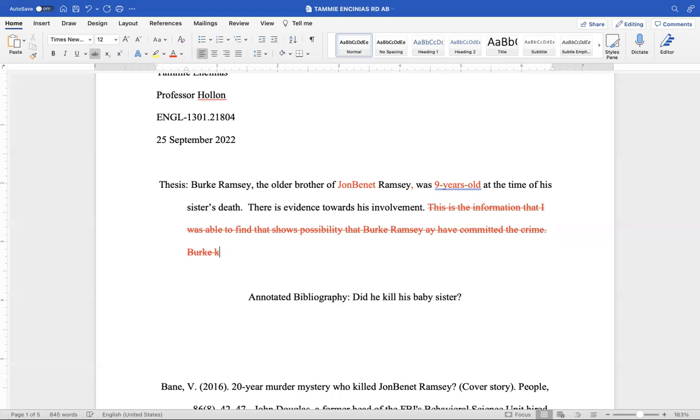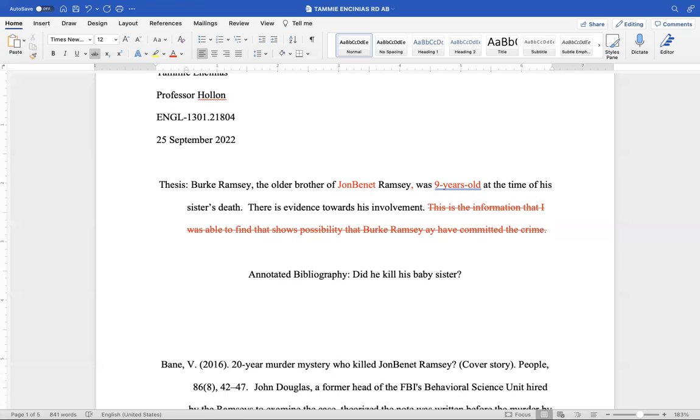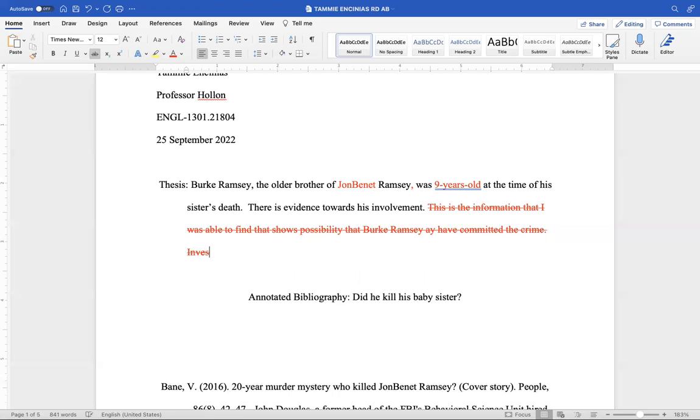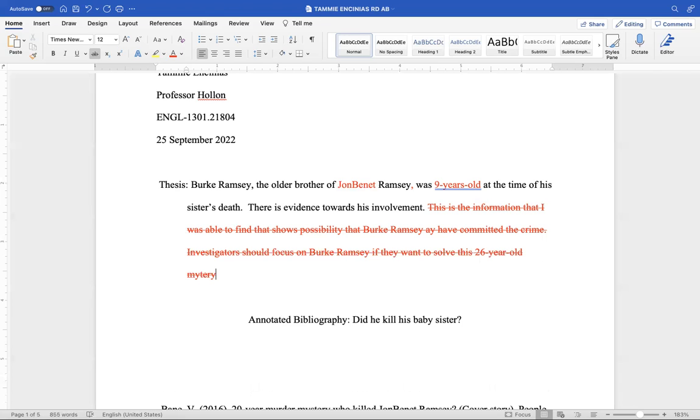Okay. We need the should sentence, the argument. Should focus on Burke Ramsey if they want to solve this 26-year-old mystery, because he had motive, means, and opportunity.